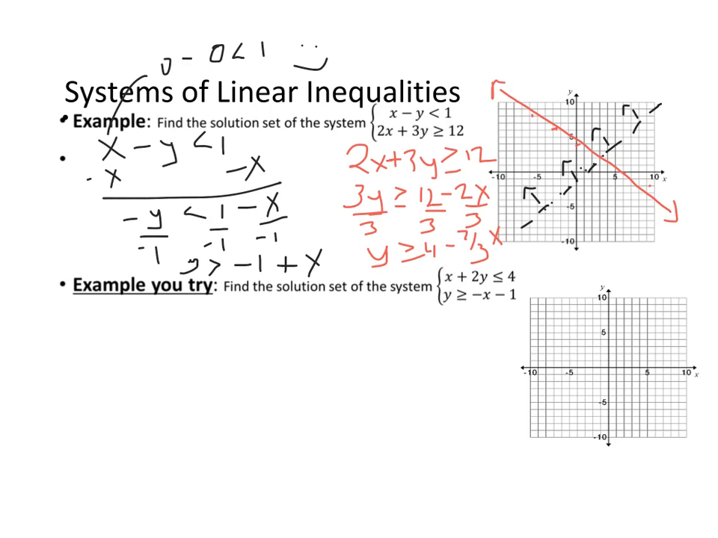Now, if we were to take 0, 0 and plug it into our original inequality, is 0 greater than or equal to 12? The answer is no. So we shade the opposite area of our test point 0, 0. So now, where all the arrows point is where we shade. So this is how we graph a system of inequalities.